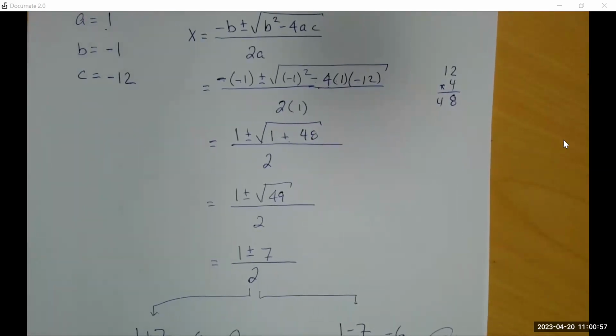That's the end of chapter 6. Any questions?